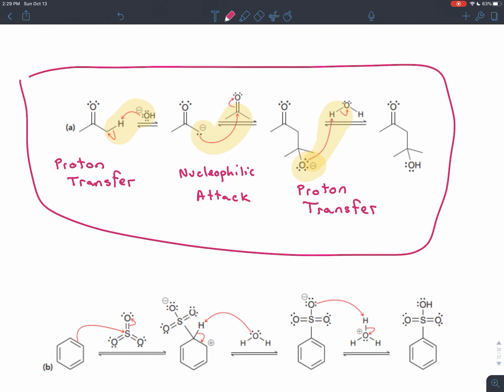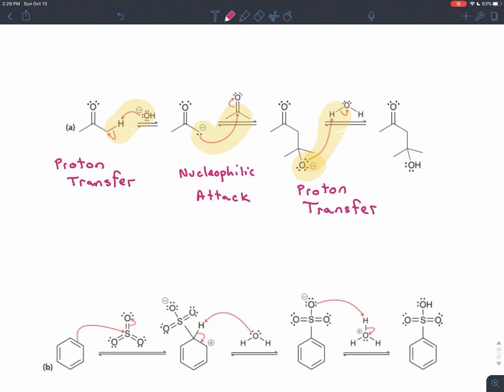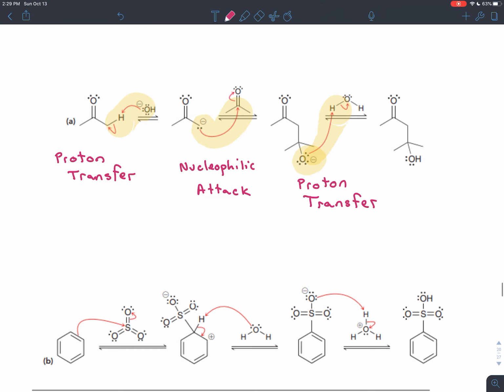And so, how would you describe this to somebody? It would be really hard if you didn't have these terms, but with these terms you could say, this reaction is a proton transfer, followed by a nucleophilic attack, followed by a proton transfer. You could see how those patterns help you to simplify and organize conceptually what's happening.